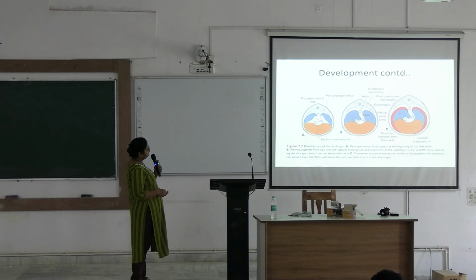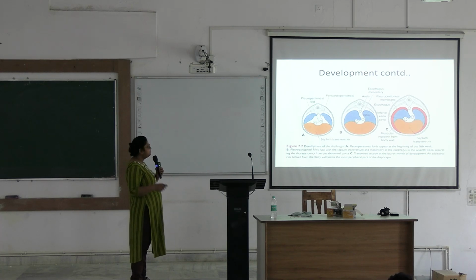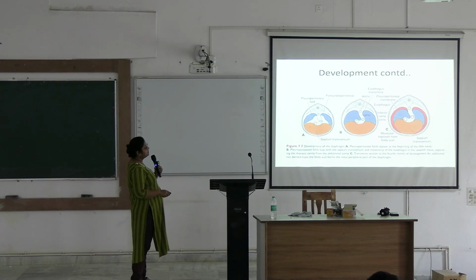See here, this is the dorsal mesentery of the esophagus. This forms the dorsal unpaired portion. These blue portions are the pleuroperitoneal membrane, forming the dorsal paired portion. The orange colored portion is the septum transversum. It forms the central tendon of the diaphragm, and from the thoracic wall this red peripheral portion is formed.